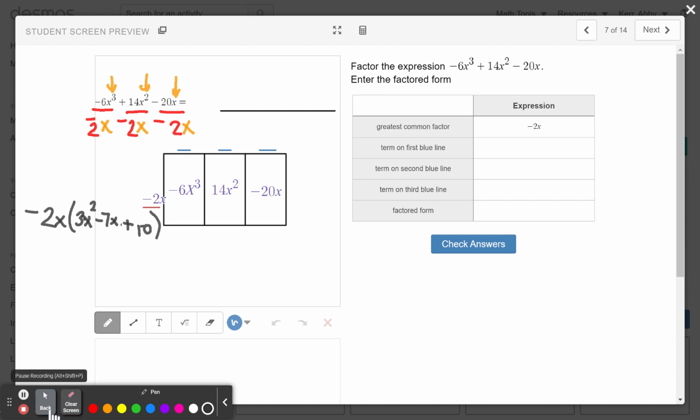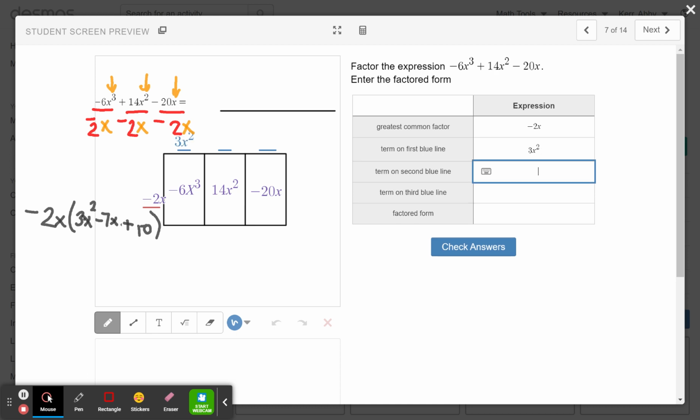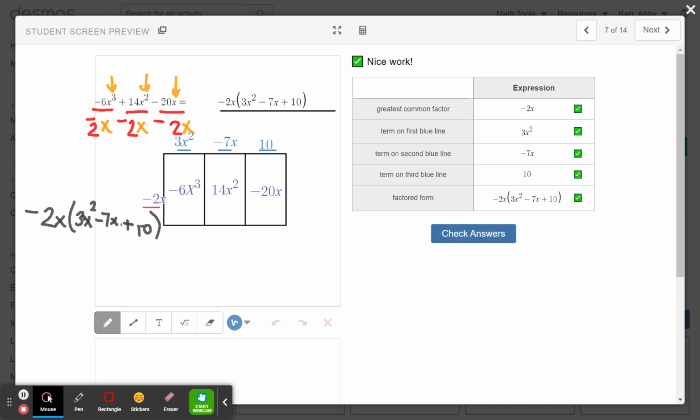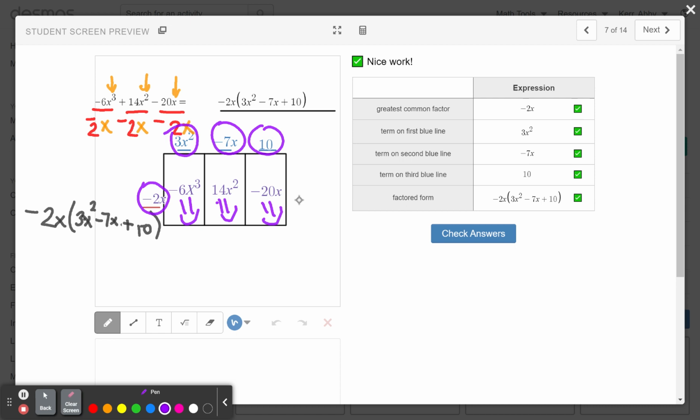There we go. So let's check our answer in the table. So we have 3x squared minus 7x plus 10. Now the true answer, or factored form, is negative 2x times 3x squared minus 7x plus 10 in parentheses. And remember, you can always check your answer if you go back. Negative 2x times 3x squared gets me what's inside the box. Negative 2x times negative 7 gets me what's in the box. And then negative 2x times 10 gets me the negative 20x.